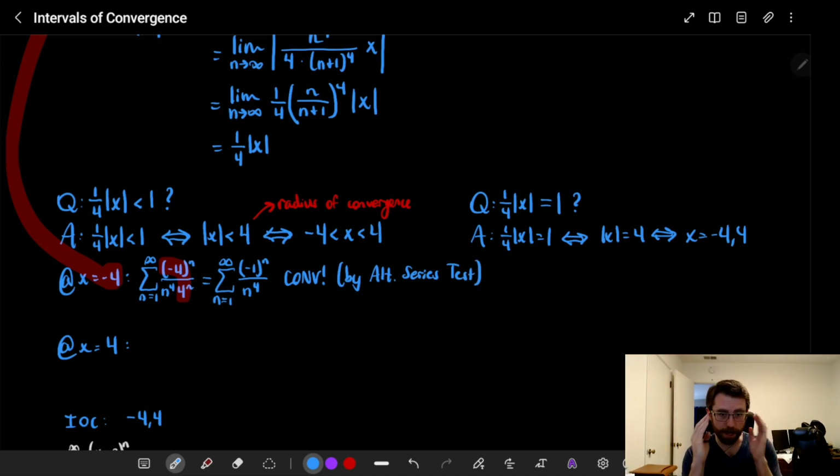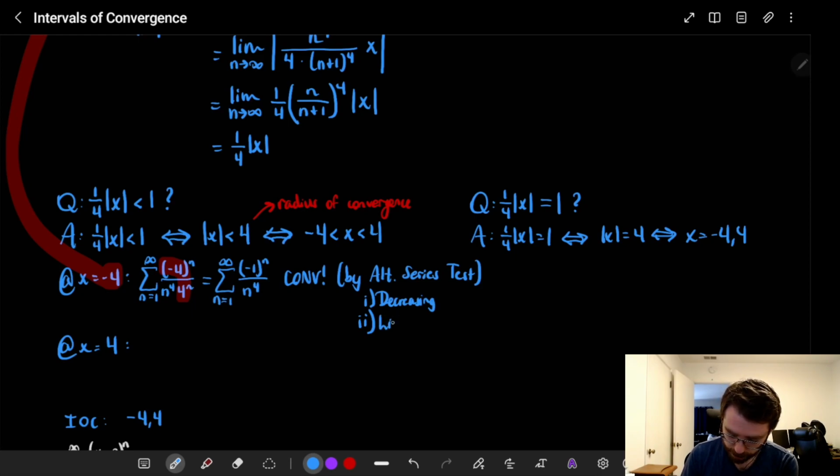And of course, when you're writing your solution down, you should be more thorough than me, and you should actually list out the requirements to pass the alternating series test. You have to show this thing is decreasing, and you have to show the limit is 0.